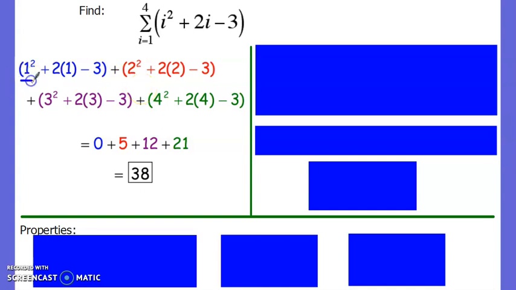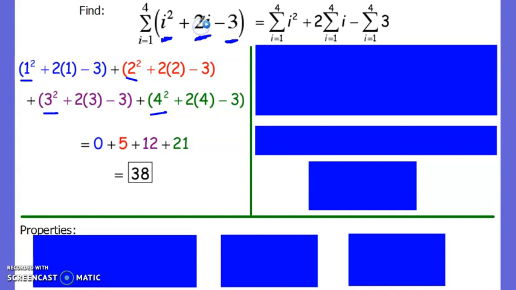I could have added up 1 squared and 2 squared and 3 squared and 4 squared, because really it's just addition. We can use the commutative property. We can add in whatever order we want. So we could really do all the i squared terms, and then all the i to the first terms, and then do all the constant terms. We could separate out all these parts.